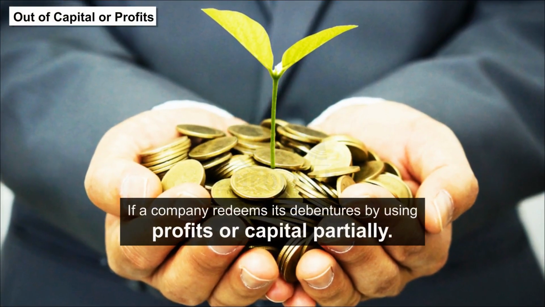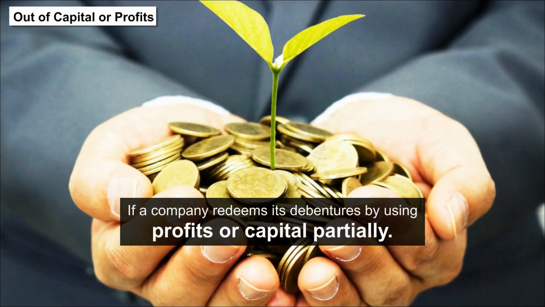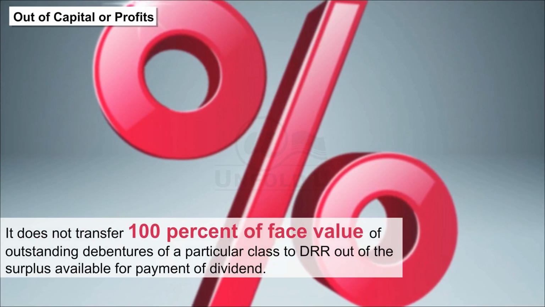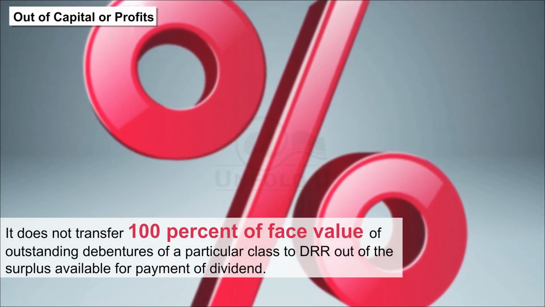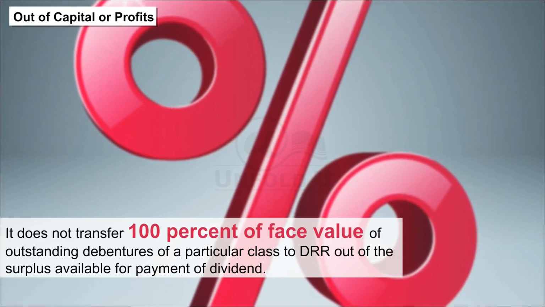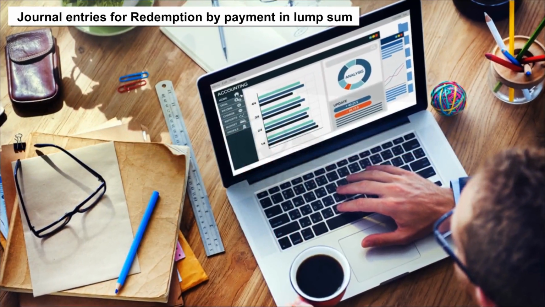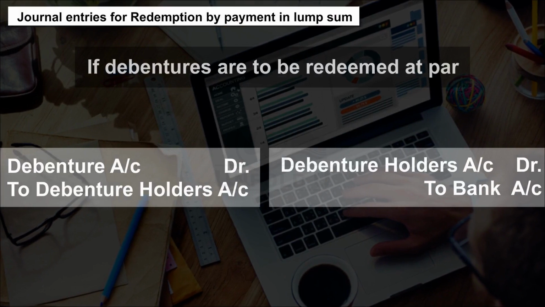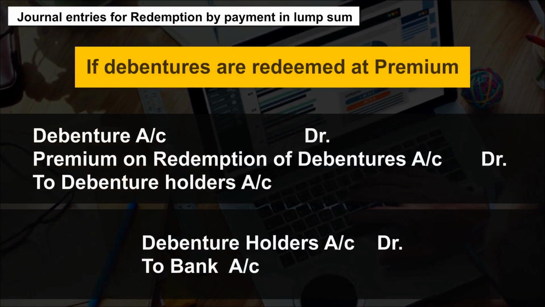If a company redeems its debentures by using profits or capital partially, it does not transfer 100% of face value of outstanding debentures of a particular class to DRR out of the surplus available for payment of dividend. Journal entries for redemption by payment in lump sum. If debentures are to be redeemed at par. If debentures are redeemed at premium.